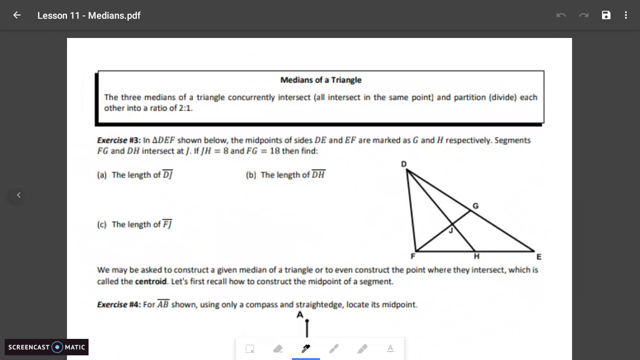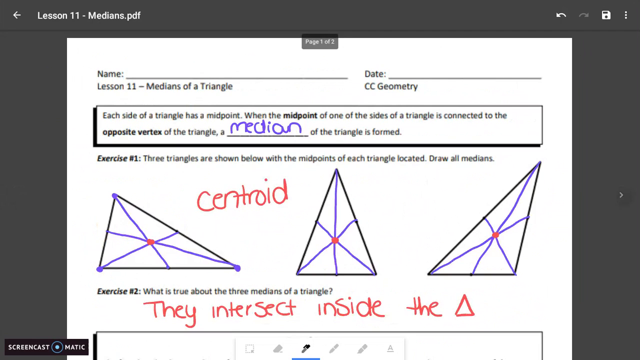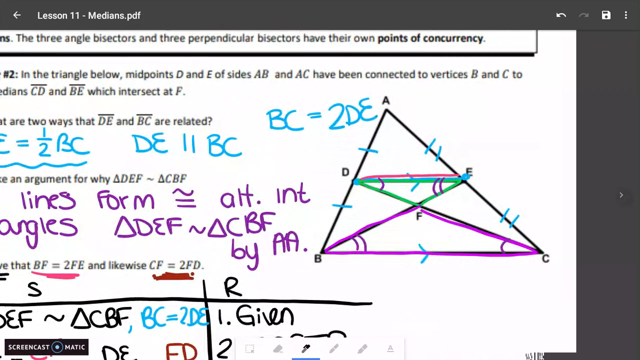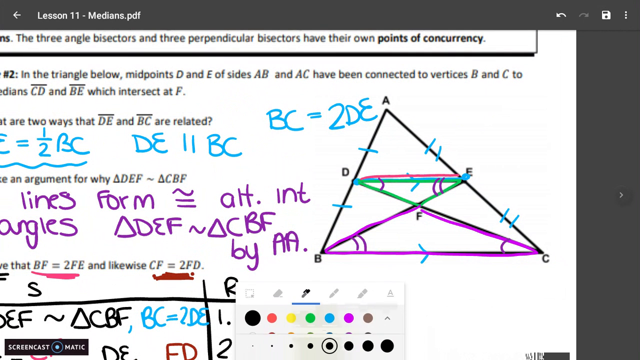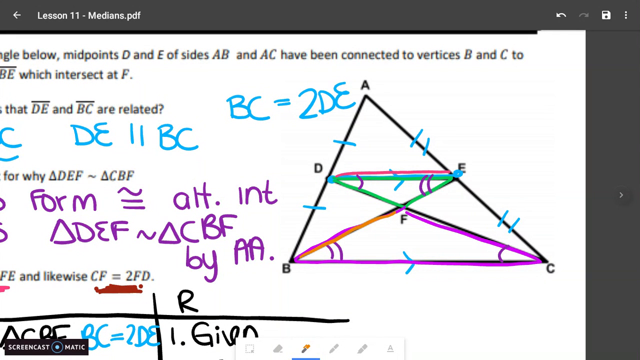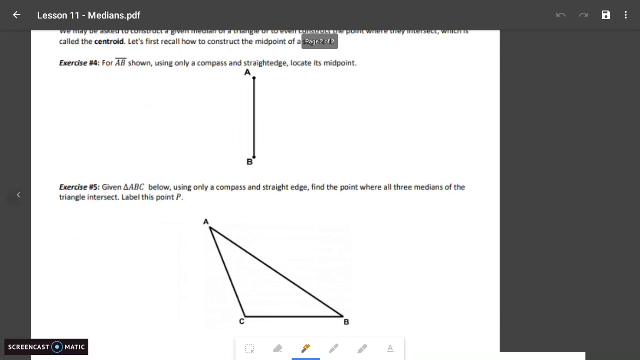Okay. Now, that means that the three medians of a triangle concurrently intersect at the same point and divide a segment into a 2-to-1 ratio. So when I connected the medians down here, a median is saying that this side right here was twice the size of this little piece. This piece was twice the size of this piece, and this piece was twice the size of this piece. So that's going to be true every time we have medians.